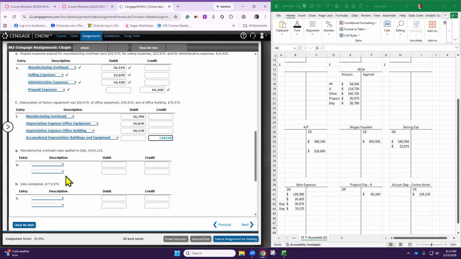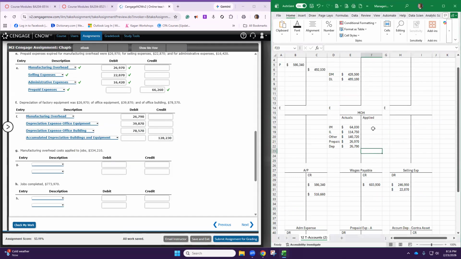128,230. All right, now we're doing manufacturing overhead costs applied to jobs. So here it is. They're telling us to apply 334,210, and that's going to come in here. So we're going to debit work in process for the amount of overhead we are applying, and then it's going to come out of the manufacturing overhead as a credit.